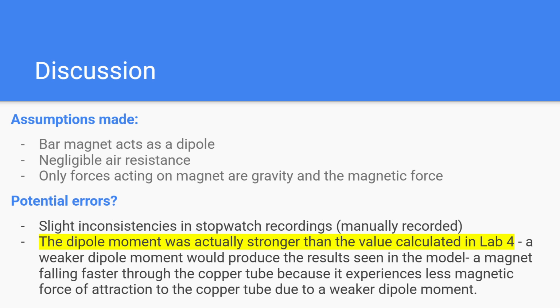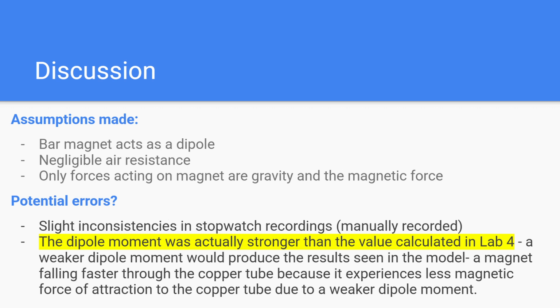So some assumptions made in this experiment were that the bar magnet acted as a dipole, that air resistance was negligible, and that the only forces acting on the magnet are gravity and the magnetic force. So just 2 forces, no drag or anything else. Some potential errors: a small thing, potential slight inconsistencies in the stopwatch recordings because it was manually recorded, not through a high-tech camera or anything. So a little bit of lack of precision there.